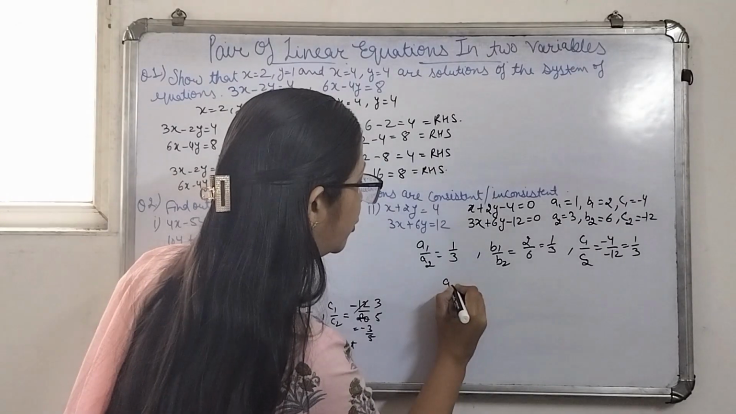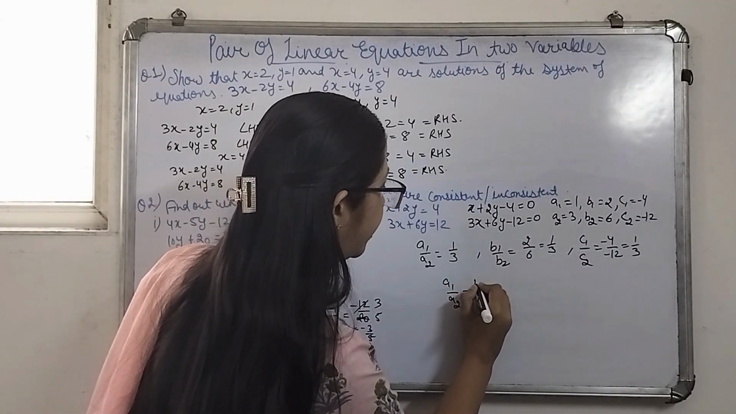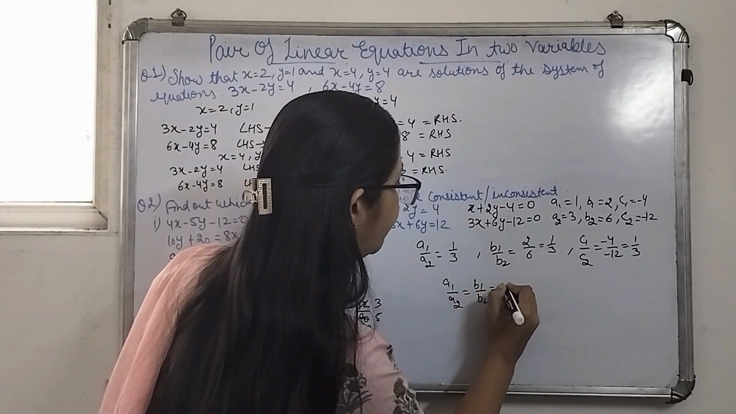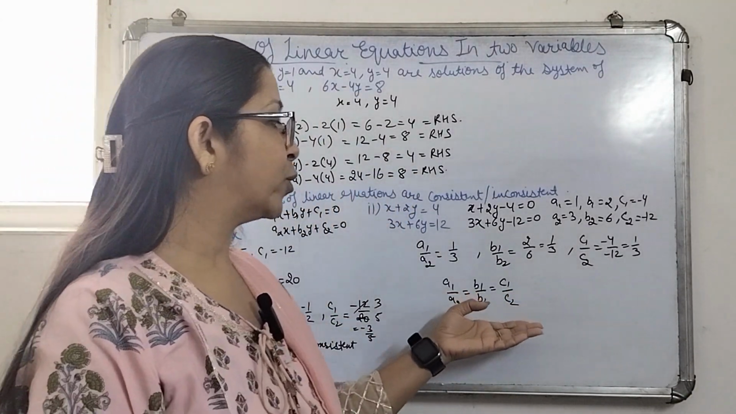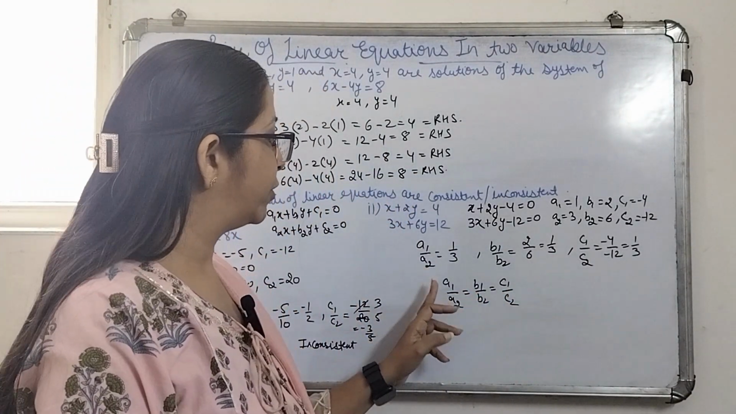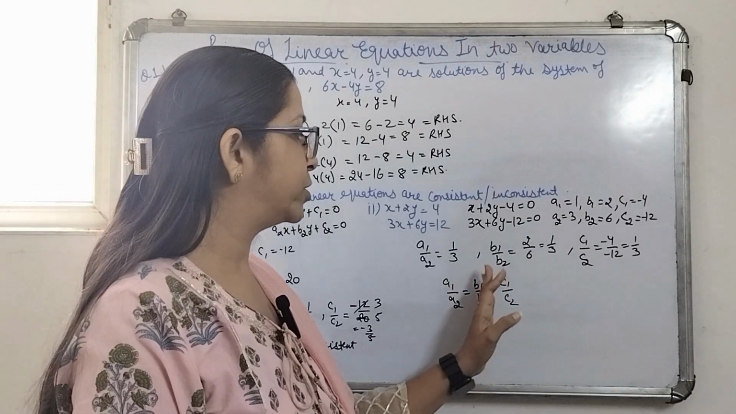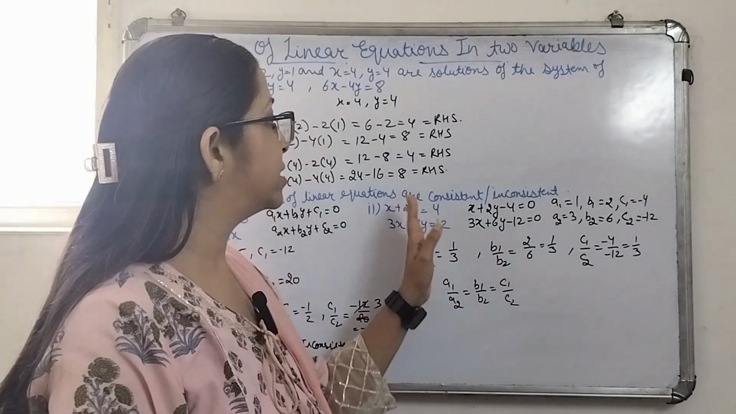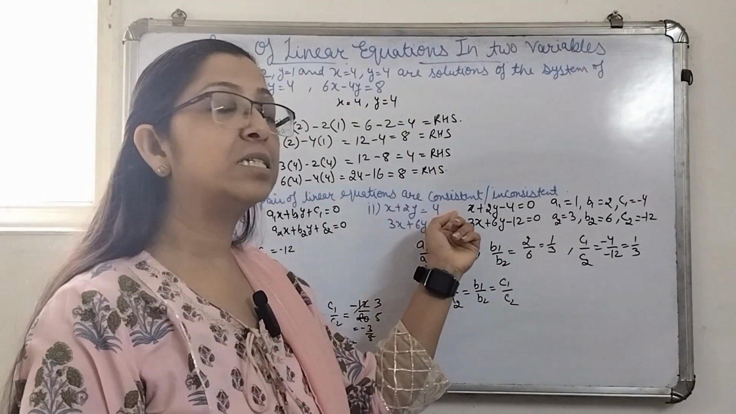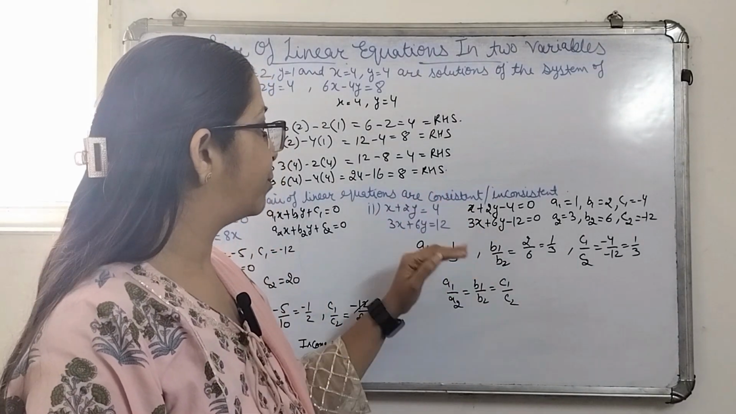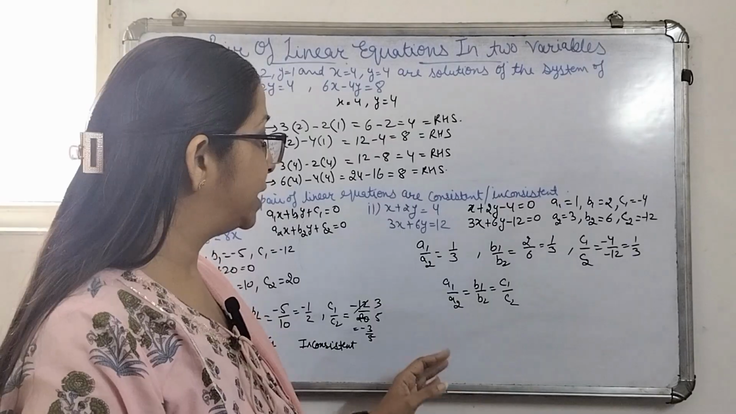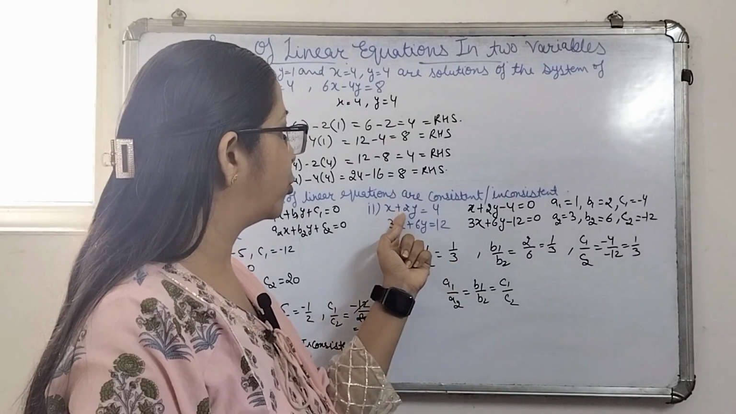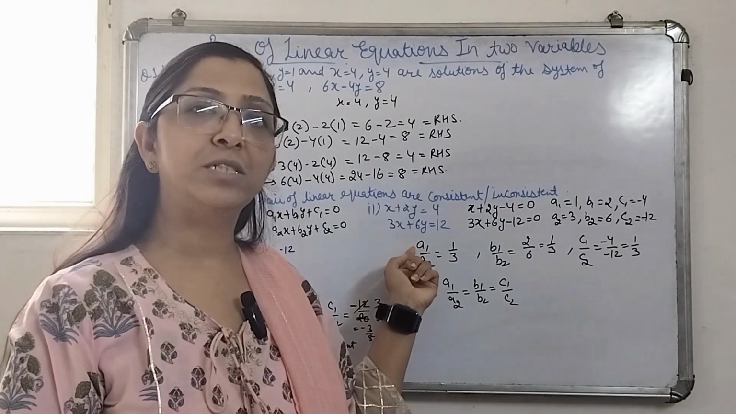So what we can conclude is that a1 over a2 is equal to b1 over b2 is equal to c1 over c2. We know that when this condition holds, these equations are consistent, because this is a pair of coinciding lines. That means every point on this equation will be a solution for the other equation also.